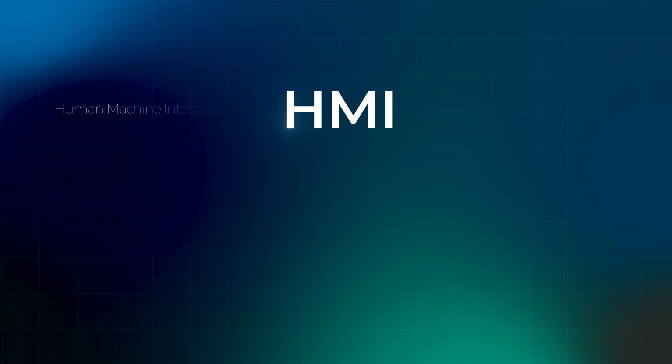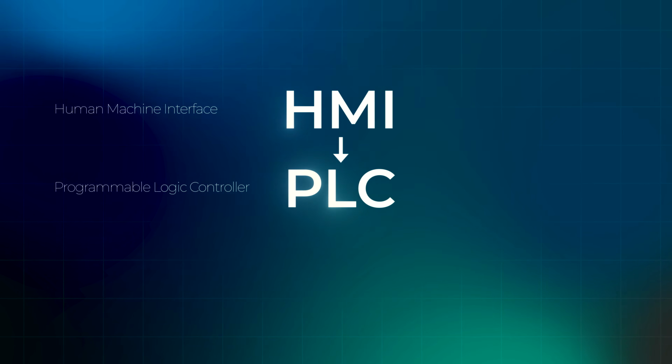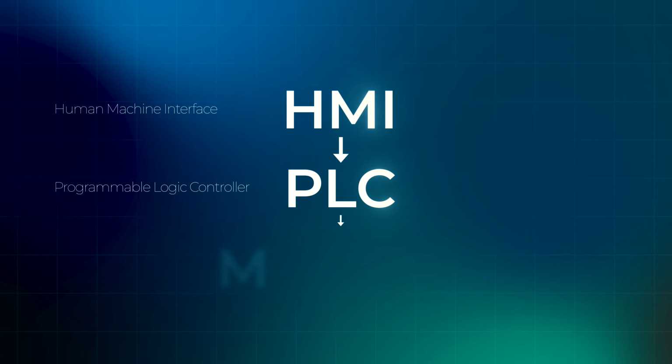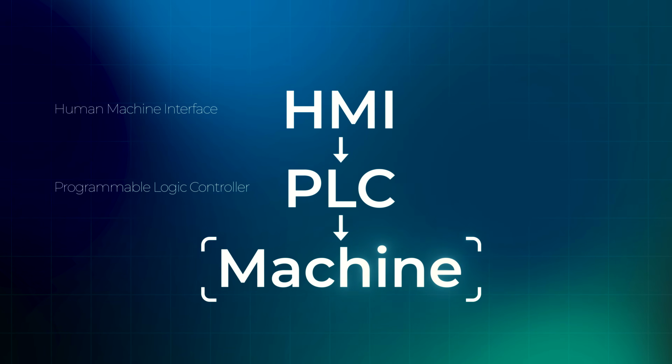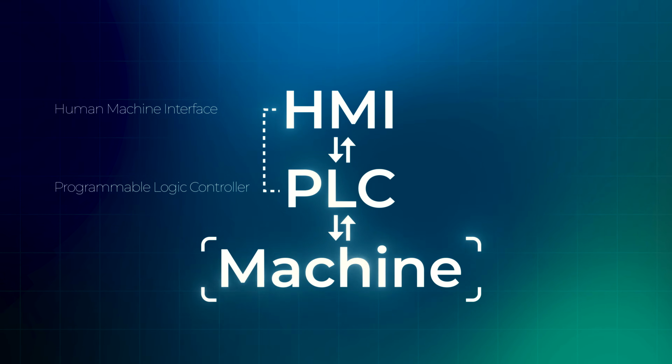So now we know what an HMI is, let's explain how all of this connects. The HMI itself doesn't drive the motors or valves directly, it talks to a PLC, a programmable logic controller. It's the PLC that controls the motors and the actuators, and then feeds that information back to the HMI. So you can think of the HMI purely as the interface that the human interacts with, and that information goes to the PLC, which goes to the machine and then relays the information back.